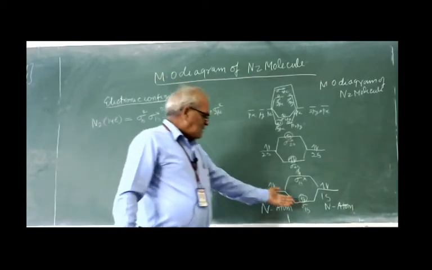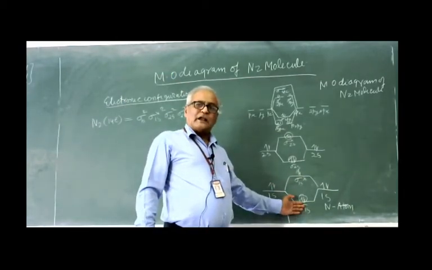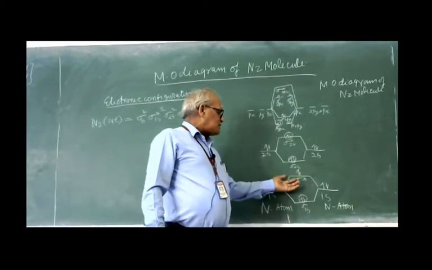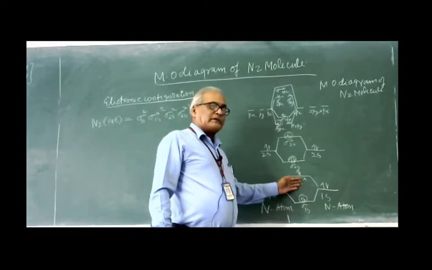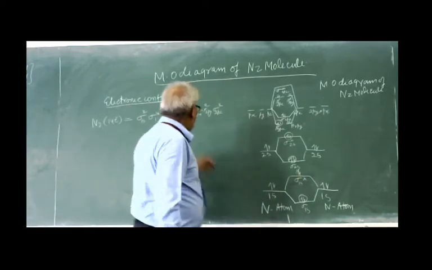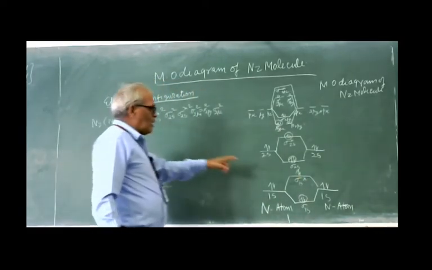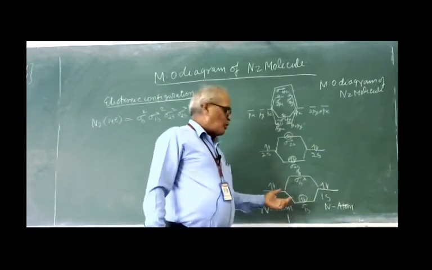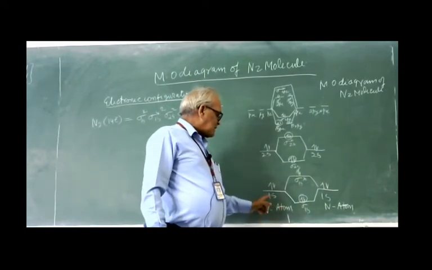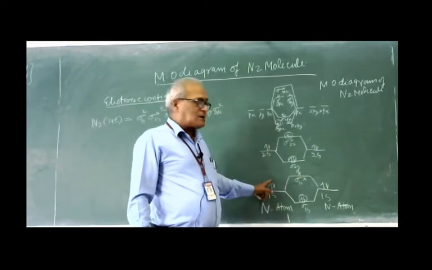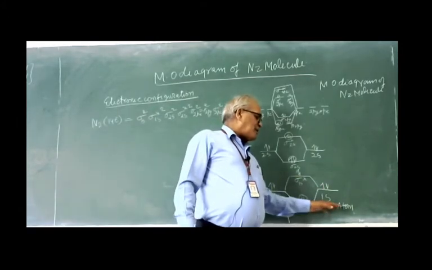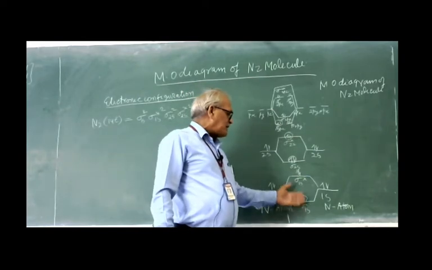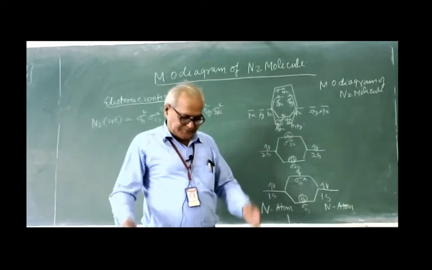So this is the lower energy bonding molecular orbital, sigma 1s, and sigma 1s star is the anti-bonding molecular orbital. So here we put bonding and anti-bonding. There are 4 electrons: the 1s orbital of this nitrogen atom contains 2 electrons, and the 1s orbital of another nitrogen atom contains 2. These 4 electrons are distributed in the bonding and anti-bonding molecular orbitals.